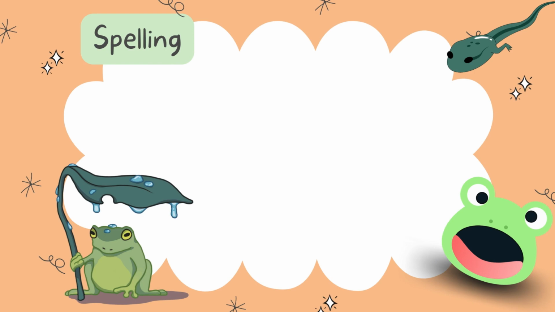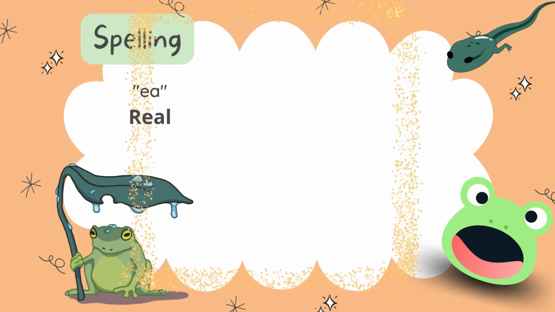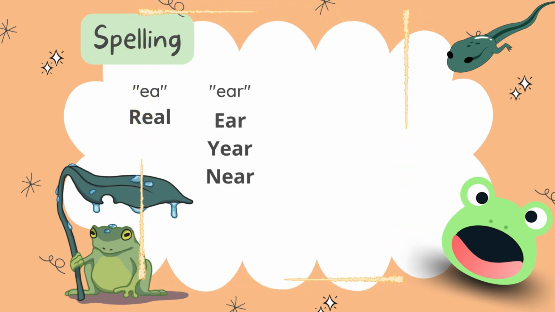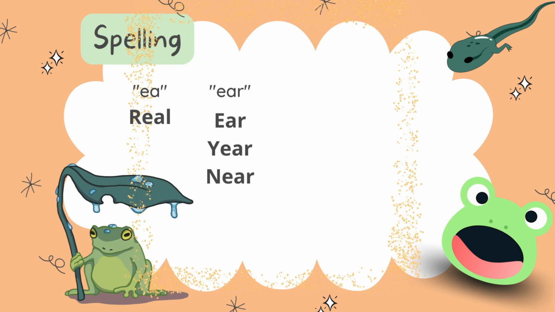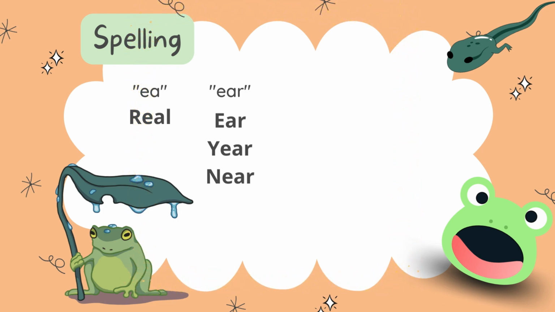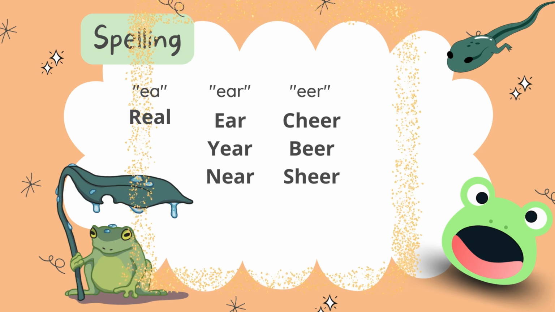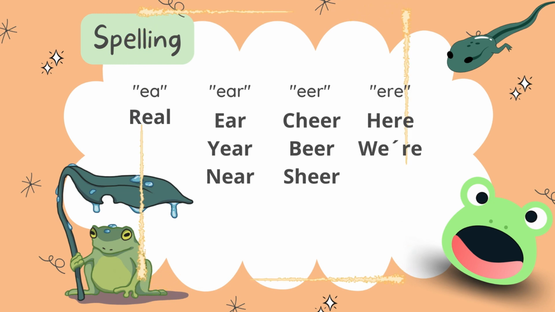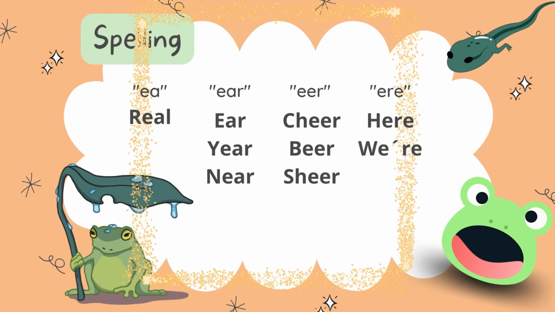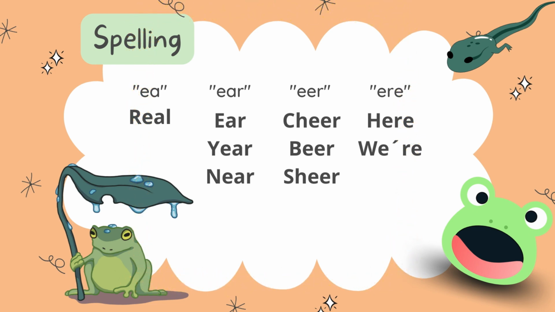There may be several ways to find this diphthong. For example, words written with EA, for example, real. Words written with EAR, for example, ear, near. Words written with EER, for example, cheer, beer, sheer. Words written with ERE, for example, here or we're.